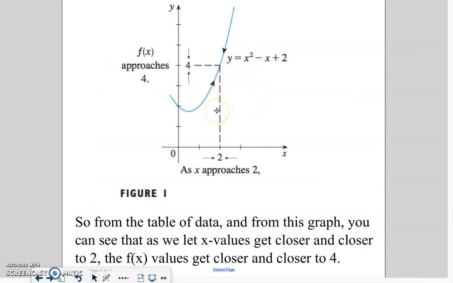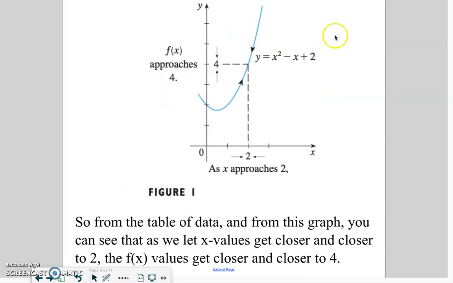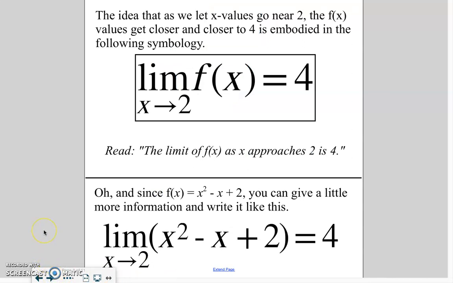Again, I'm not writing it as a limit yet. I'm just explaining the idea. But the idea, here's a graph that goes with it. So this is a parabola that describes our function. And in the parabola, we're saying as we get closer to this value of 2 on the x-axis, what are the y values doing? Well, the y values are approaching 4. And so that's the idea of a limit and what its purpose is.